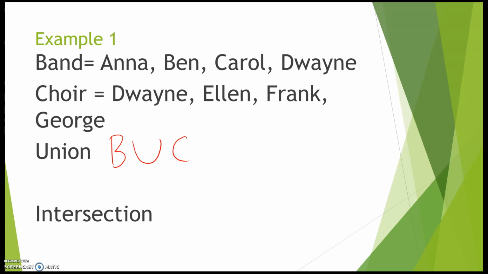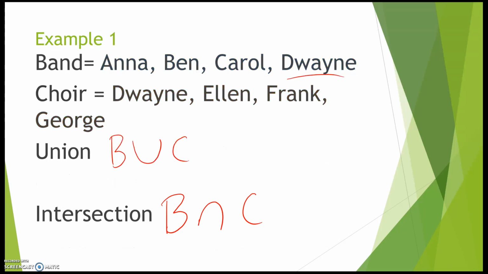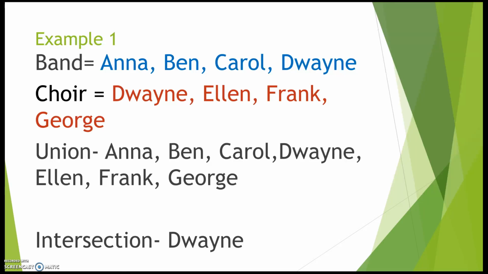So the union will be listing all of those out. And then the intersection of band and choir, well, you can already see that guy is going to be there. It's going to be Dwayne. So the union, they're listed out. But look back at the symbols I used. This says the union of B and C, and here's the intersection of B and C. Anna, Ben, Carol, Dwayne, Ellen, Frank, and George are all in the union. There's Dwayne as the intersection. He's the special guy who gets to be in both.